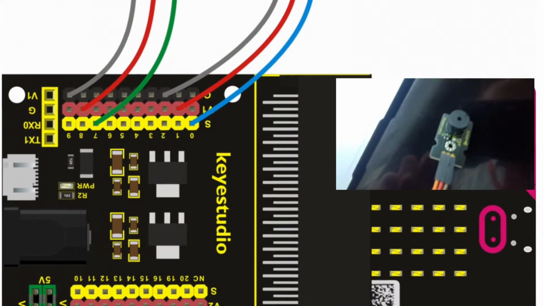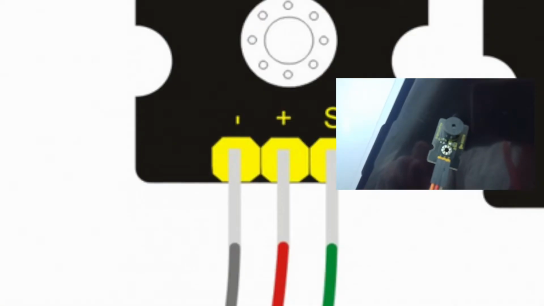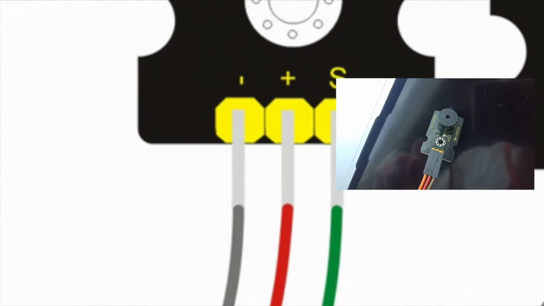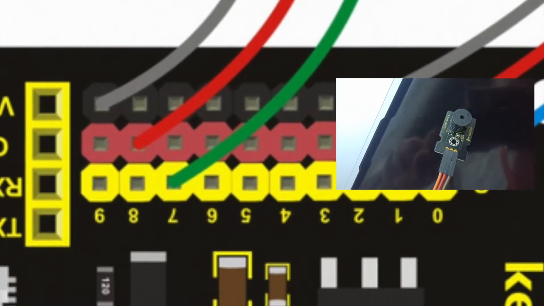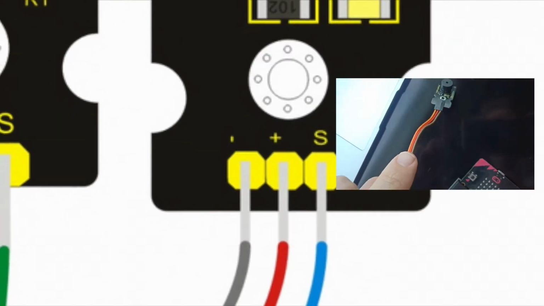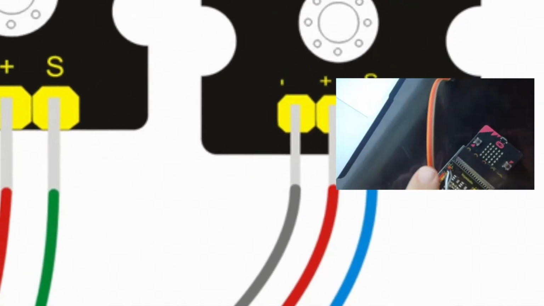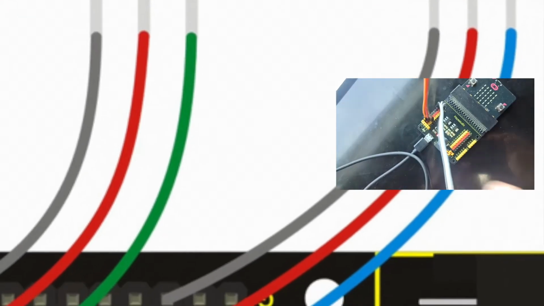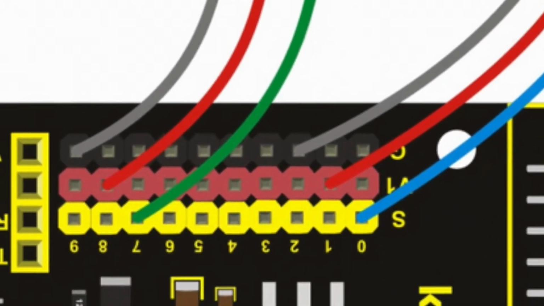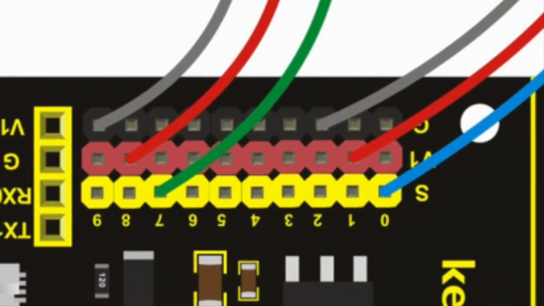On the buzzer, you need to make sure that S is connected to S7 on the sensor shield. Also make sure that positive connects to V18 on the sensor shield and that negative connects to G9. On the crash sensor, make sure that S leads to S0 on the shield. Make sure that positive leads to G1 on the shield. And make sure that negative leads to V12 on the sensor shield.